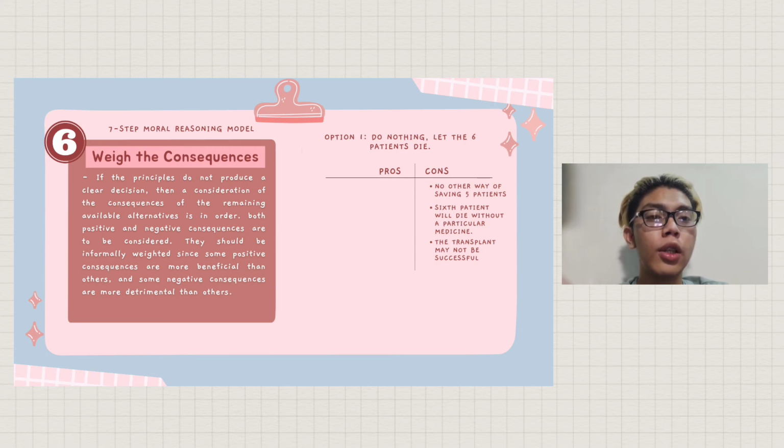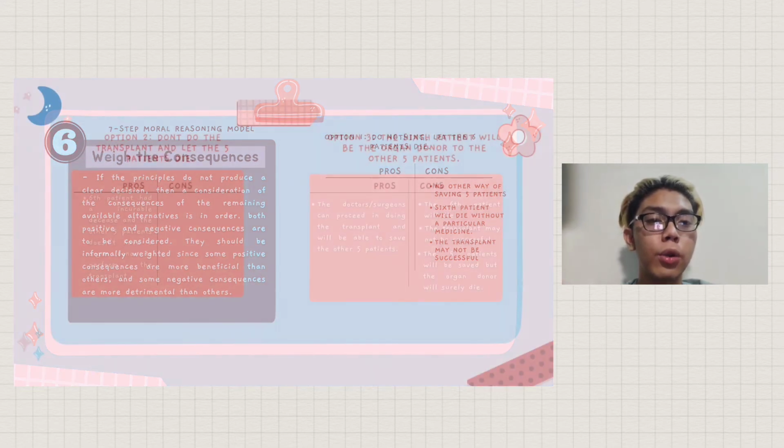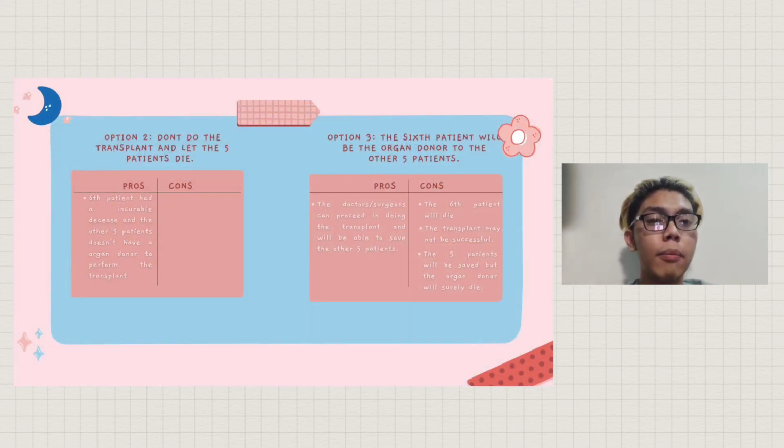If we look at the other alternatives like option 2, don't do the transplant and let the other 5 patients die, it's unreasonable to do so because we have the organ donor. And option 3, do nothing and let the 6 patients die, I must say it's an absurd option because it is unreasonable. And so we must choose option 1 because it is the most reasonable and logical option that we have.